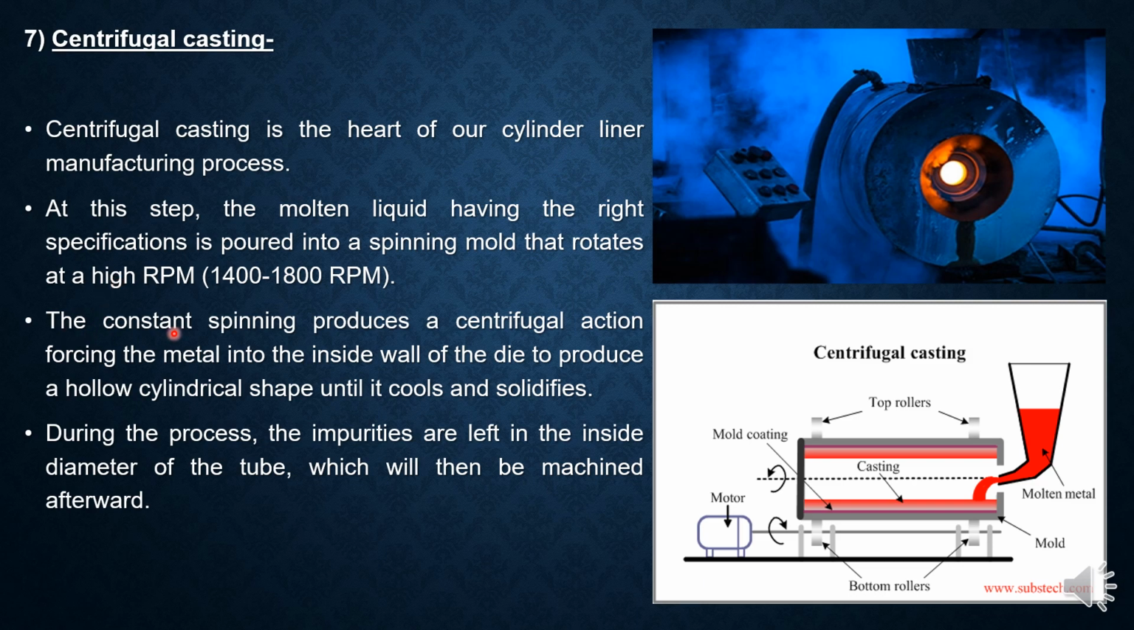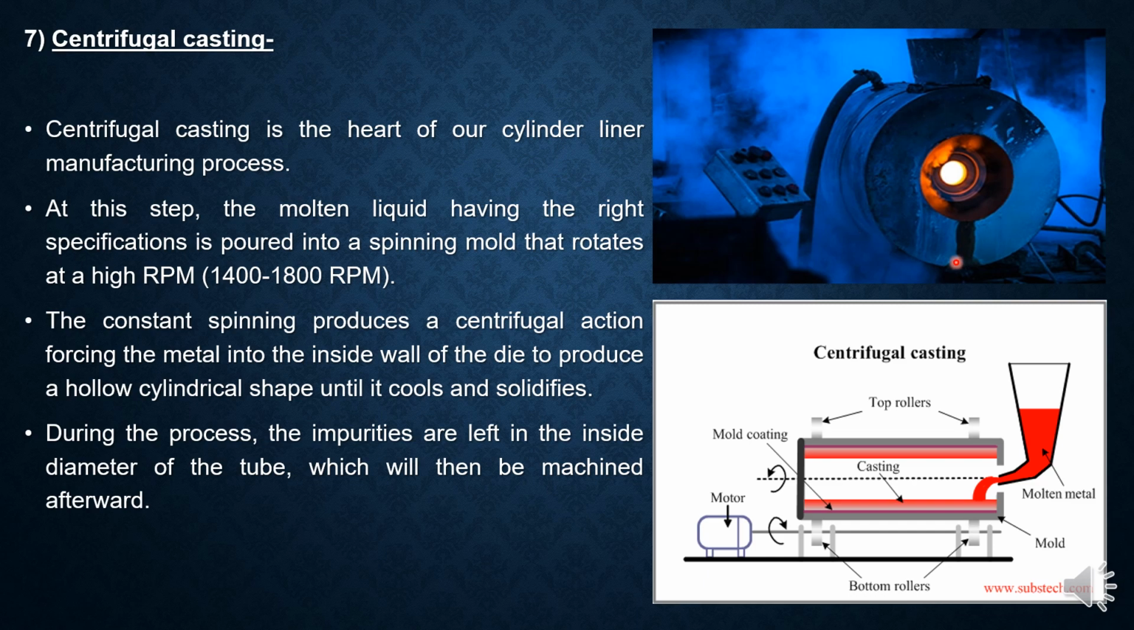The constant spinning produces a centrifugal action, forcing the metal onto the inside wall of the die to produce a hollow cylindrical shape until it cools and solidifies. During the process, the impurities are left in the diameter of the tube, which will then be machined afterwards. You can see this is the centrifugal casting process diagram.